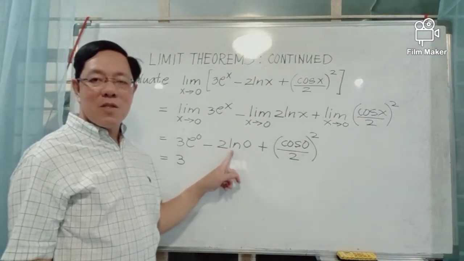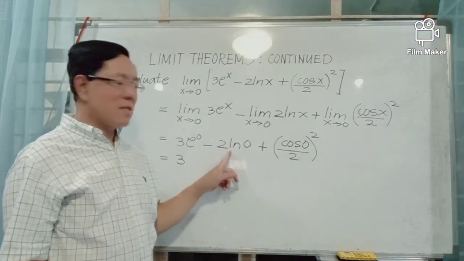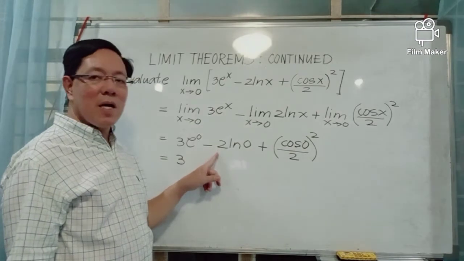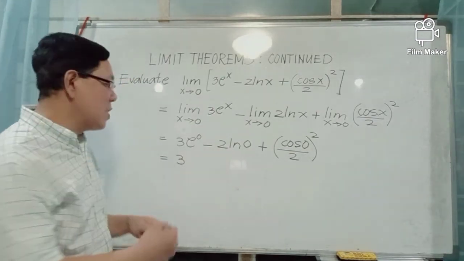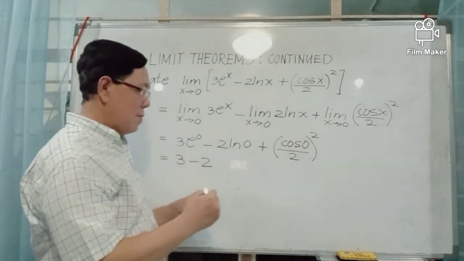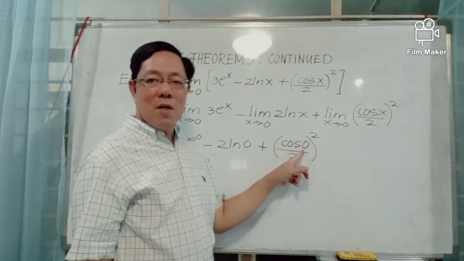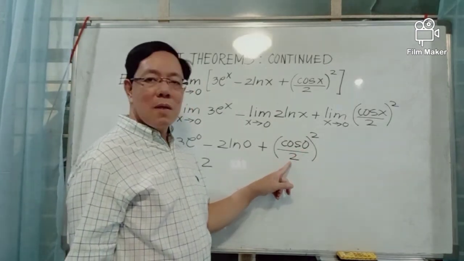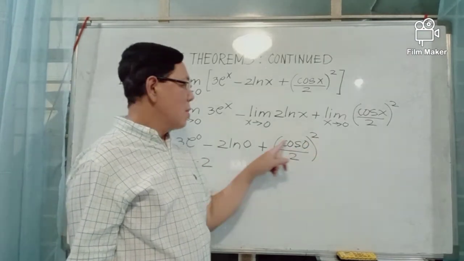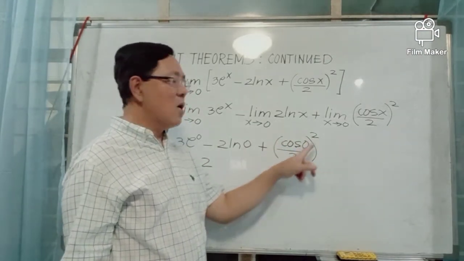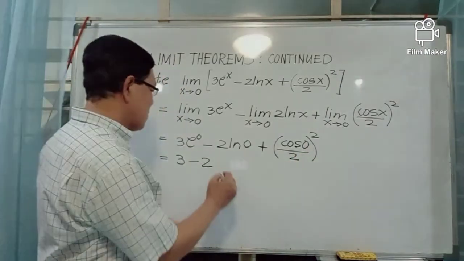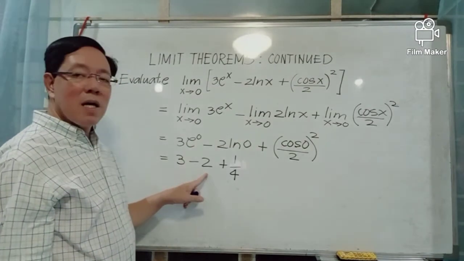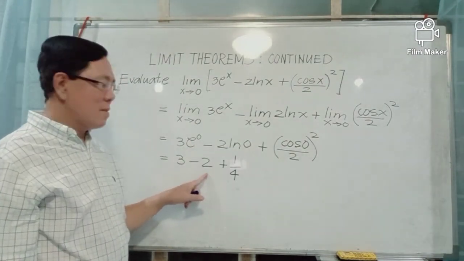And ln here is the natural logarithm. It's a logarithm to the base e. And ln of 0 is 1, multiplied by negative 2. 1 times negative 2 is negative 2. And cosine of 0 is 1 over 2 raised to 2. Cosine of 0 is 1, over 2 is 1/2. Square is 1/4. And the denominators of 3 and negative 2 are 1.